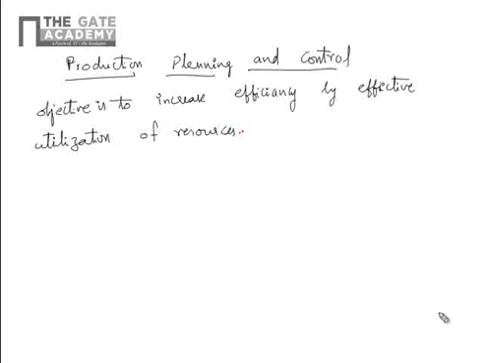So how do we effectively utilize the resources? By planning, coordination and control of production activities.